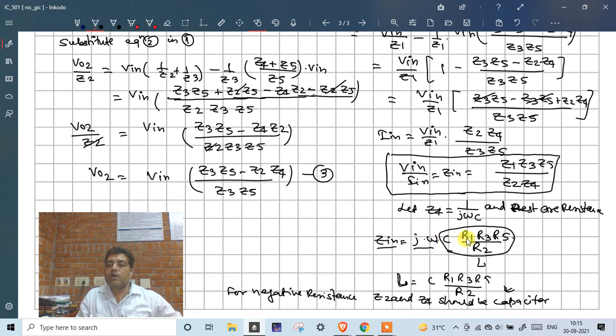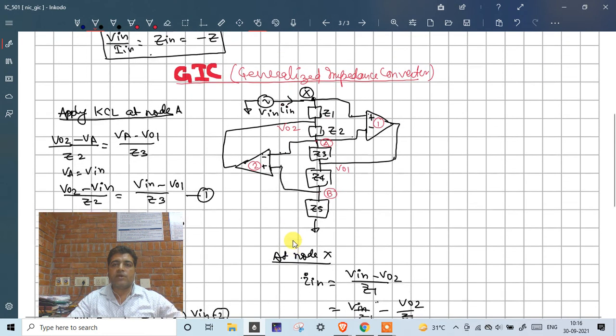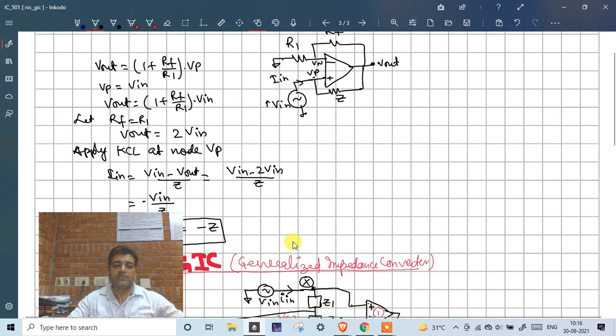Whatever value we are going to have at that time, we will have R1, R3, R5, C1 and C2. So this will be the value of impedance, and the negative sign will come here, along with omega square. So in this way we can create a negative resistance. You can realize the capacitance also. That's why its name is general impedance converter. In the next class we will learn about the numericals on the GIC. I hope you have understood the concept of GIC as well as NIC. Thank you.